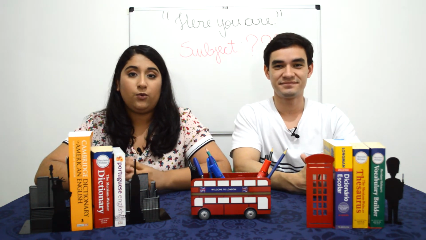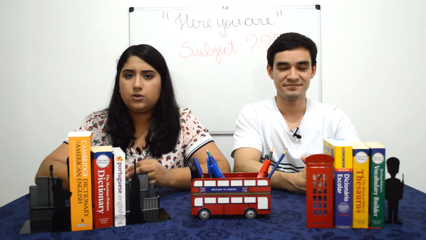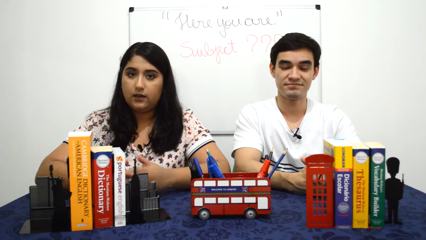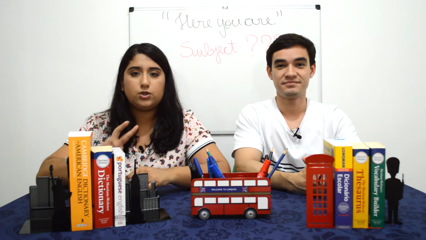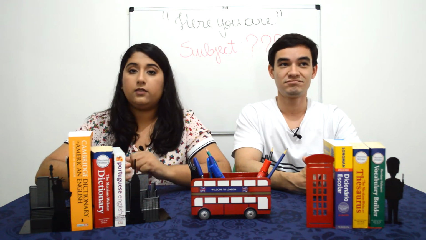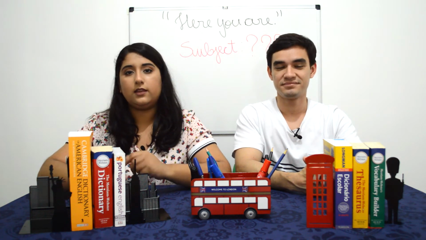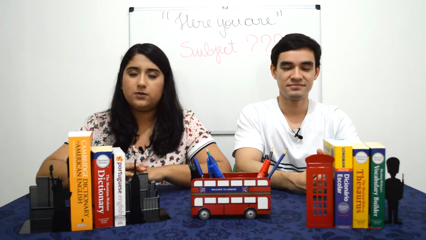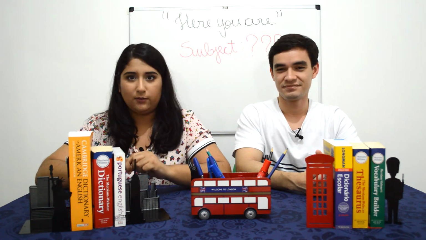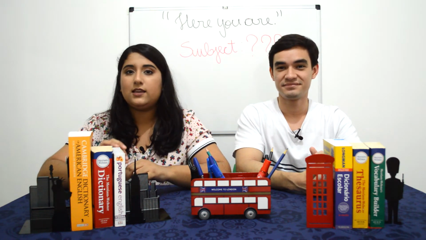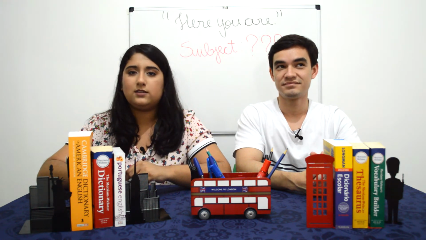Now that we already know what a subject is, we only need to know what an object is. But in English, there are two types of objects, the direct object and the indirect object. But don't worry, it's simpler than it sounds. Let's start with the easiest of all, the direct object.